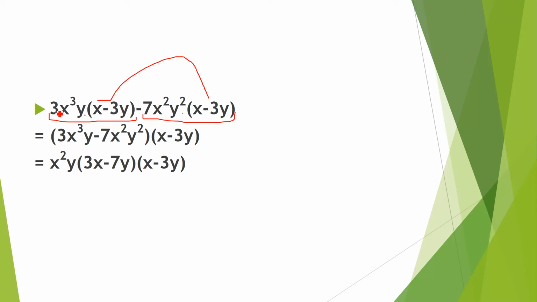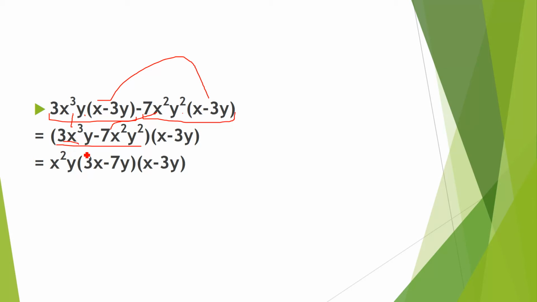What is remaining? 3x cube y from here, and then this 7x square y square with minus sign from here, right? If you want, you can write down that this is the answer, but we can do further simplification. From this set we can take x square y as common.